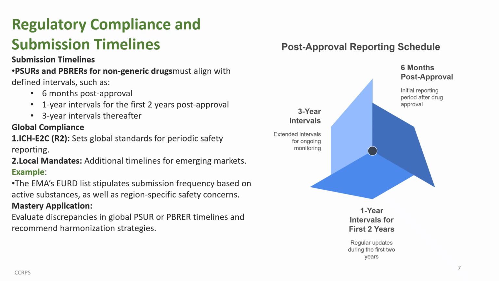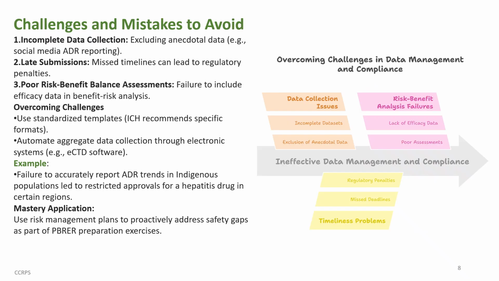Global compliance: the ICH E2C R2 guidelines set global standards for periodic safety reporting, and reports also have to comply with local mandates, which include additional timelines for emerging markets. For instance, the EMA's EURD list stipulates submission frequencies based on active substances as well as region-specific safety concerns. A mastery application: evaluate discrepancies in global PSUR or PBRER timelines and recommend harmonization strategies.